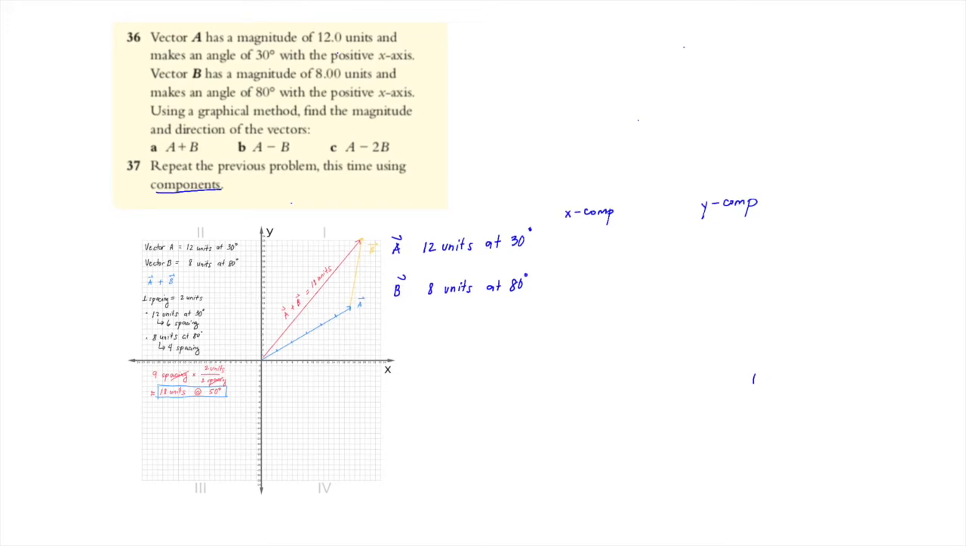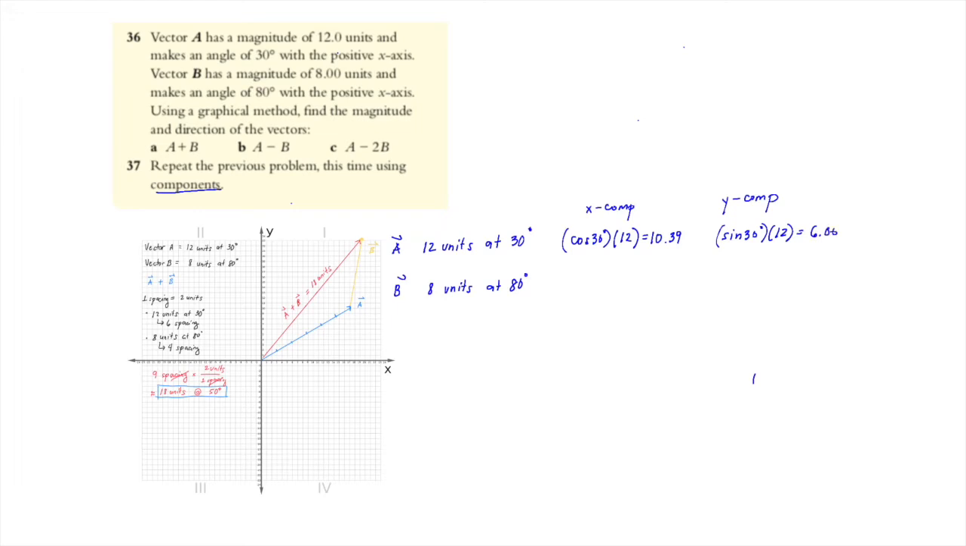Now, how are we going to solve for the x component? For the x component, that is simply cosine of 30 degrees times 12 units, and that is 10.39. Next, for the y component, that would be sine of 30 degrees times 12, and that is 6.